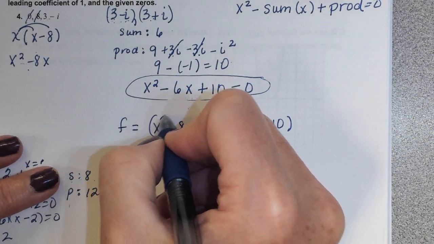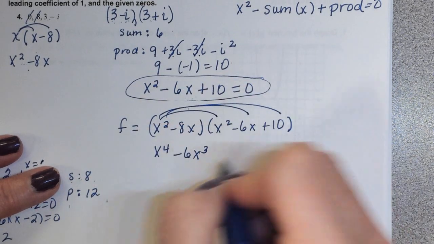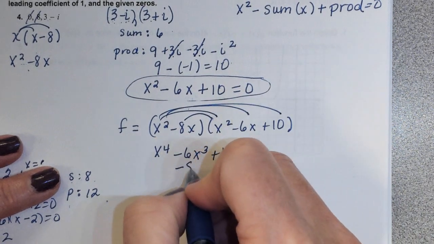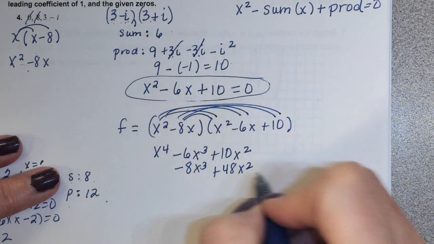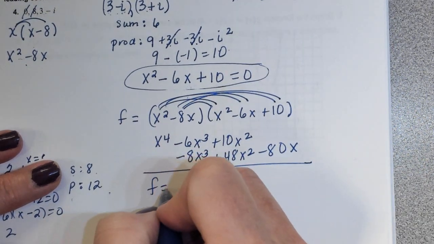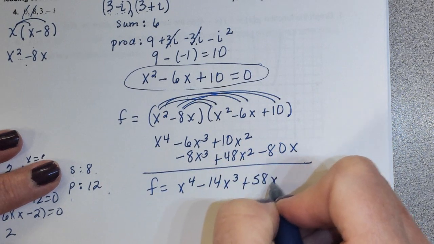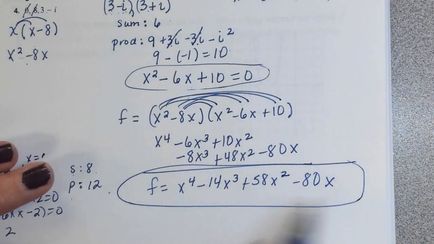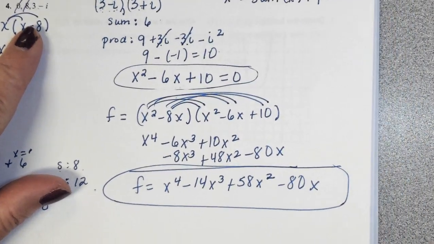All right, so I'm going to multiply it out. I got to do this times this, x to the 4th, minus 6x cubed, plus 10x squared. You should pause the video and try this on your own. Minus 8x cubed, plus 48x squared, minus 80x. Okay, so combining all of that, my function's going to be x to the 4th minus 14x cubed plus 58x squared minus 80x. And that should be the function that has those solutions of 0, 8, 3 minus i, and 3 plus i.